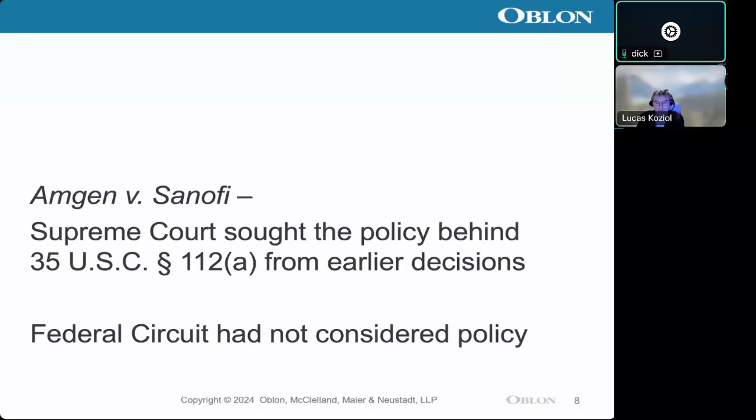Just an aside here. In Amgen, like in a number of other cases, the Supreme Court granted certiorari, not necessarily because it disagreed with the Federal Circuit's decision, but it was concerned with the fact that the Federal Circuit had not properly looked at all the issues that arise. Now, in some cases, like the Bachman decision, it was the right to a jury trial. Same thing with the IPR decisions.